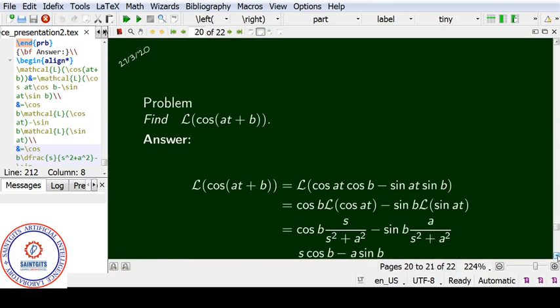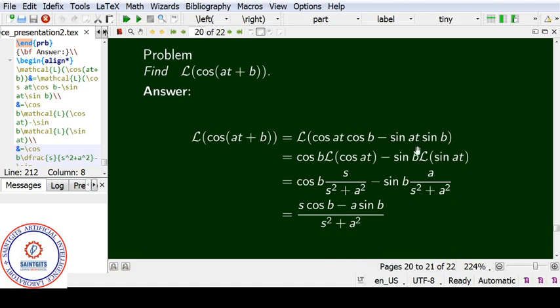Next problem is Laplace transform of cos of at plus b. Again we apply the cos a plus b result because this b is a constant. We need cos of at, sin of at, like that. So split it into two terms. Cos a plus b is equal to cos a cos b minus sin a sin b. So Laplace transform of cos at plus b is equal to Laplace transform of cos at cos b minus sin at sin b.